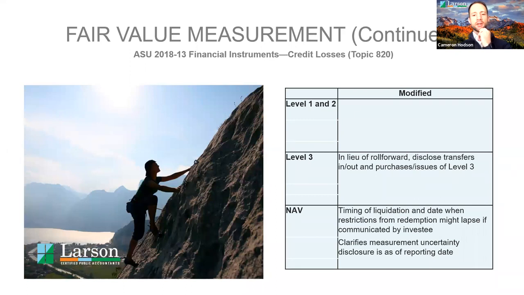So modified. For level 3, we're no longer doing a roll forward, just looking at transfers in and out, purchases and issues, and net asset value per share, looking at those redemption requirements might lapse. A little bit of clarification there. Let's go to the next slide.